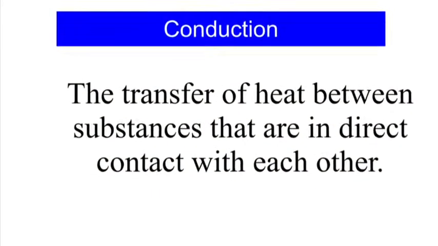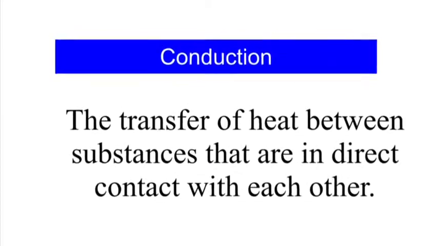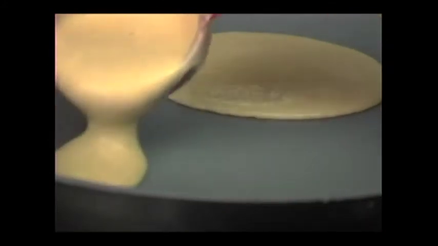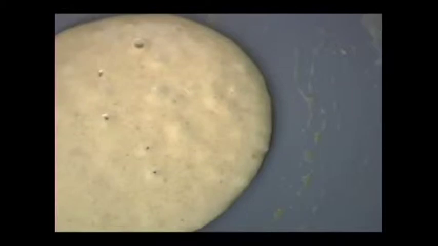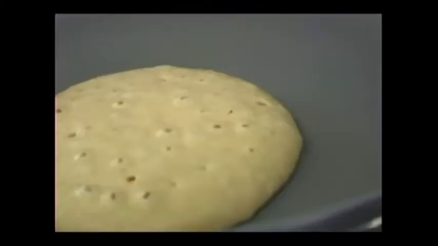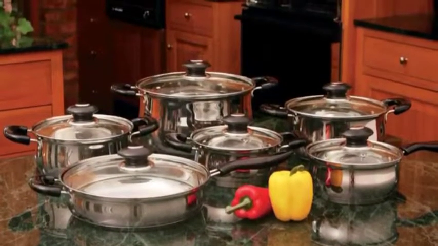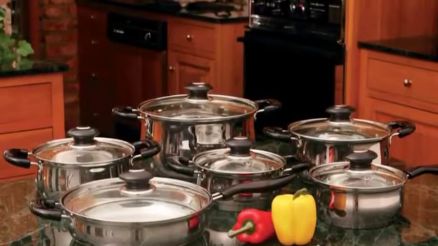Conduction is the transfer of heat between substances that are in direct contact with each other. This is shown when you are making pancakes. The metal pan is hot. The heat transfers to the pancake batter, turning the liquid into a solid, thus making a pancake. Have you ever noticed that almost all cooking materials are made out of metal: pans, pots, sheets, etc.?